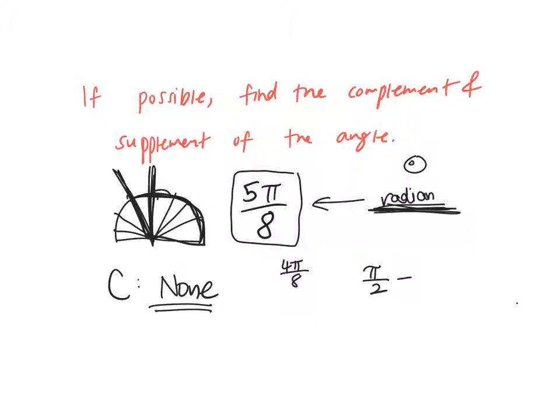The other way you could have done this is you do pi over 2, which is 90 degrees, minus the angle that you have. Get common denominators. And notice you end up with a negative angle measure, and that is not okay because by definition, complementary and supplementary angles must be positive. So then you would say none.